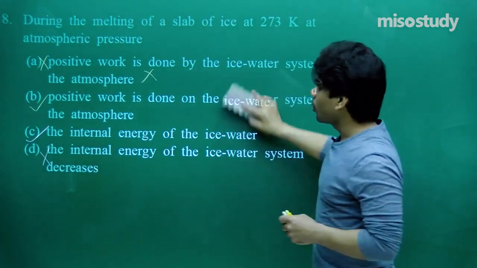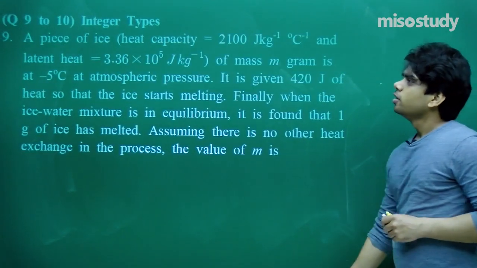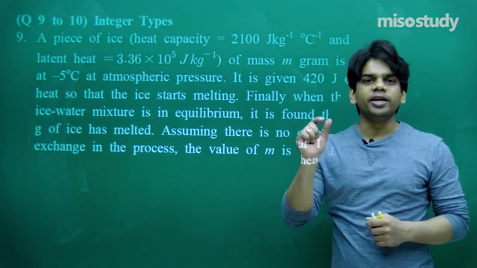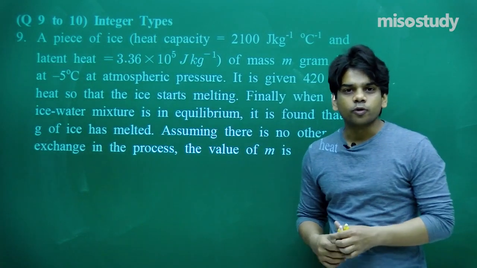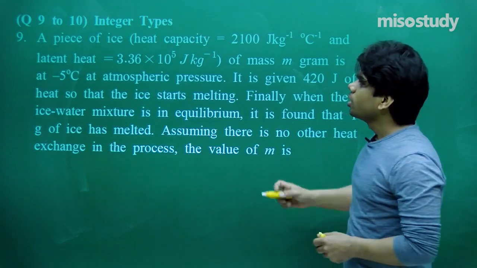Hope you are enjoying and hope you are learning with each question. Question number 9. It's an integer type question. JEE Advanced can ask integer type questions where one integer between 0 to 9 will be correct. So you have to choose which option you are getting, which integer you are actually getting as the answer for the question.